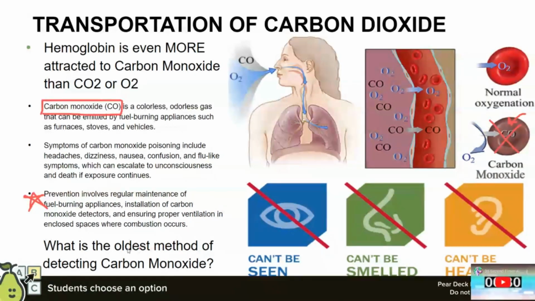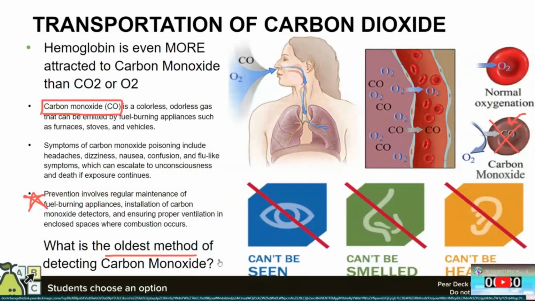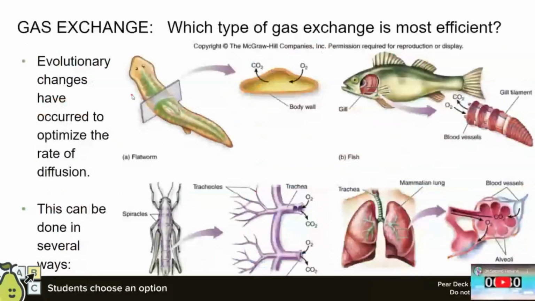But what do you think is the oldest method of detecting carbon monoxide? Well, if you've ever heard the saying canary in a coal mine, the canary in a coal mine is real. We used to use canaries in these enclosed spaces, and when the canaries stopped singing, that signaled to the workers that they should evacuate because there's not enough oxygen available or there's too much carbon monoxide.